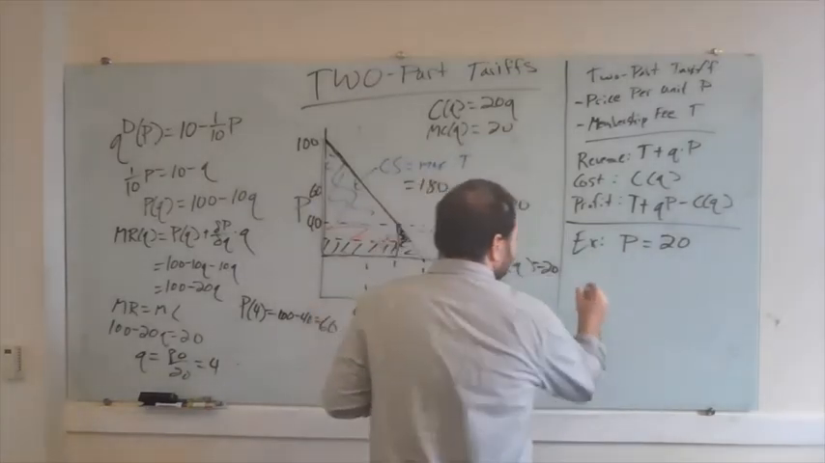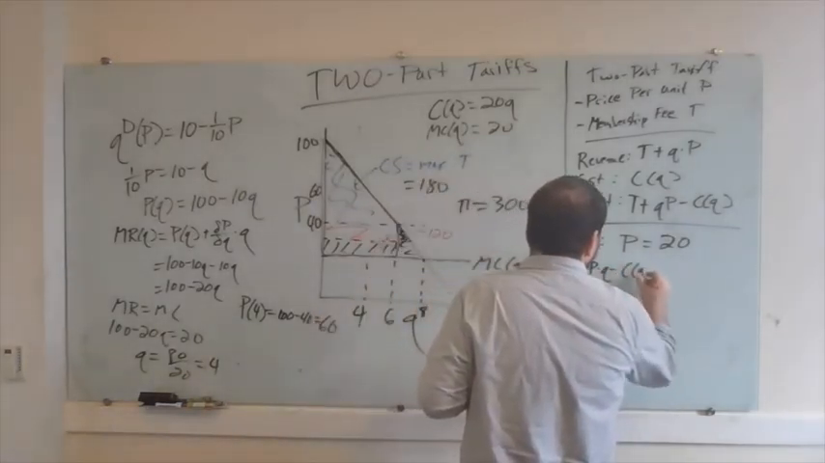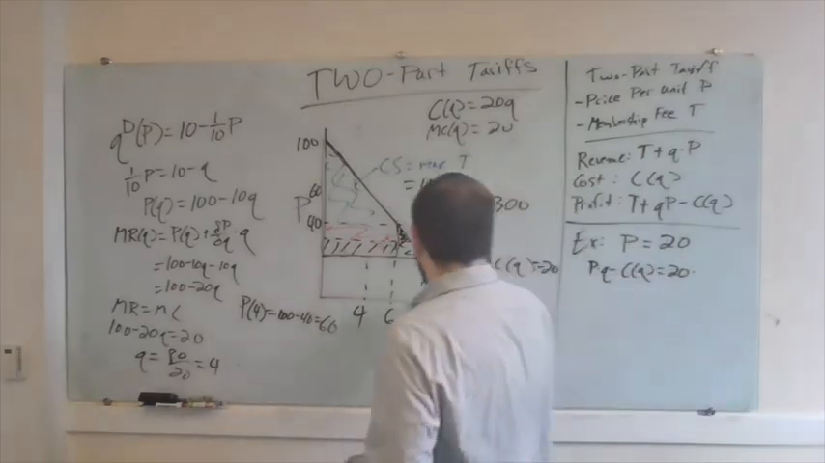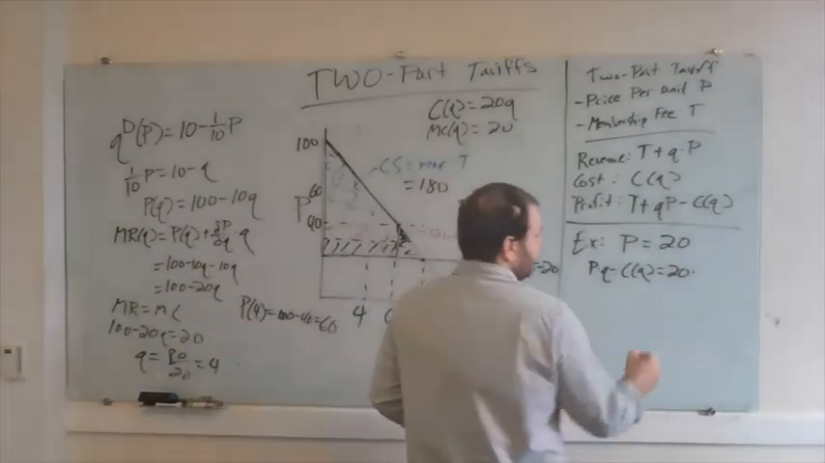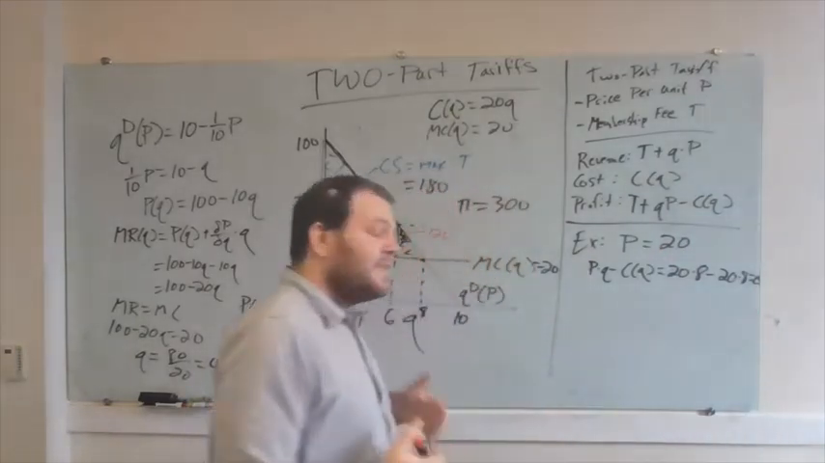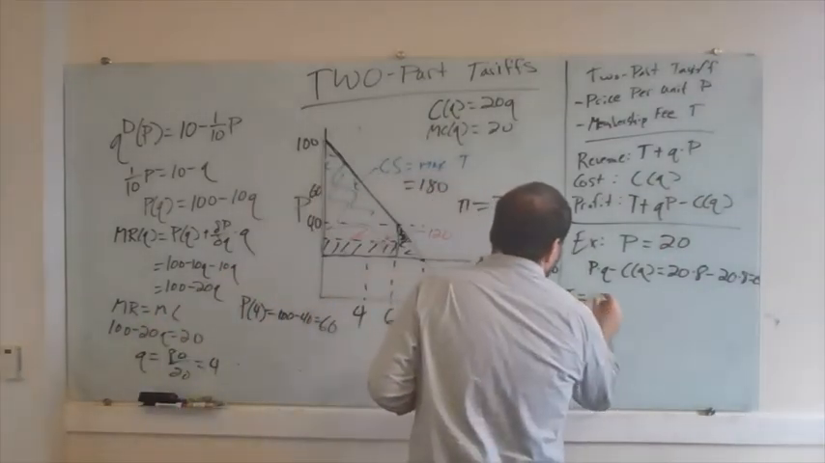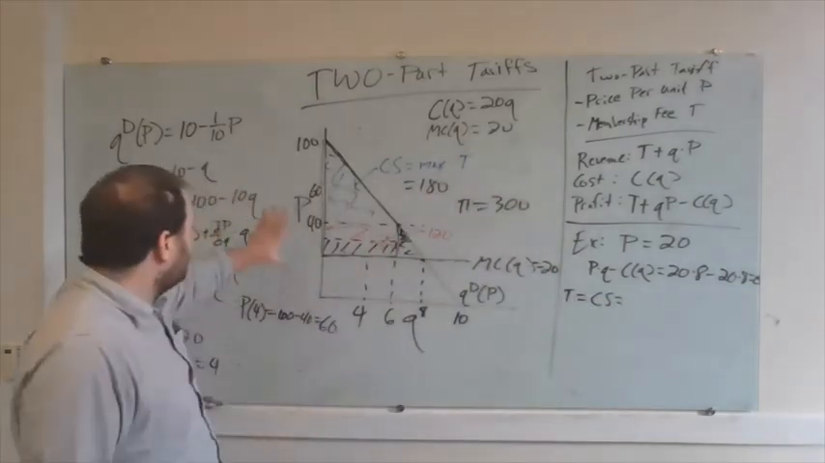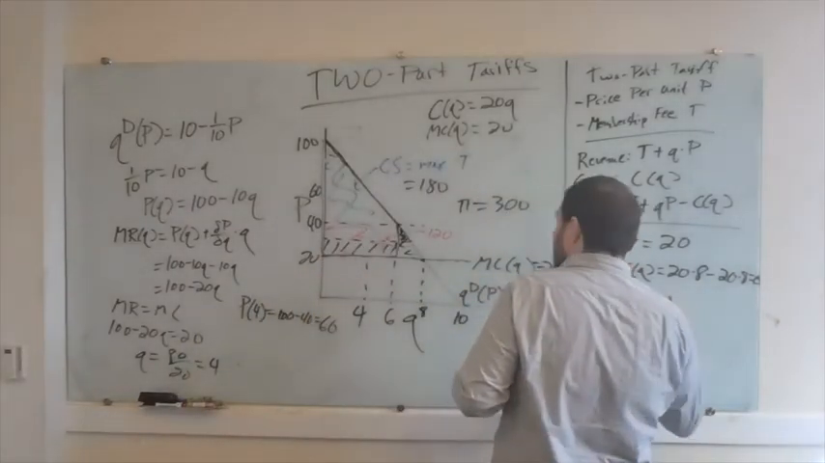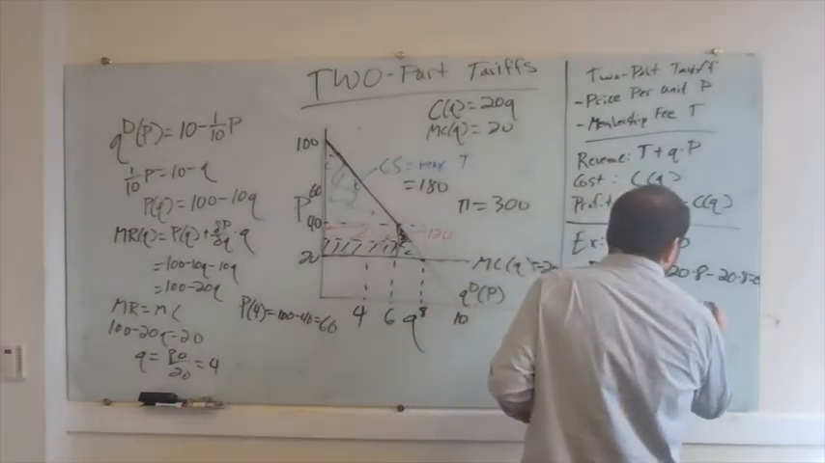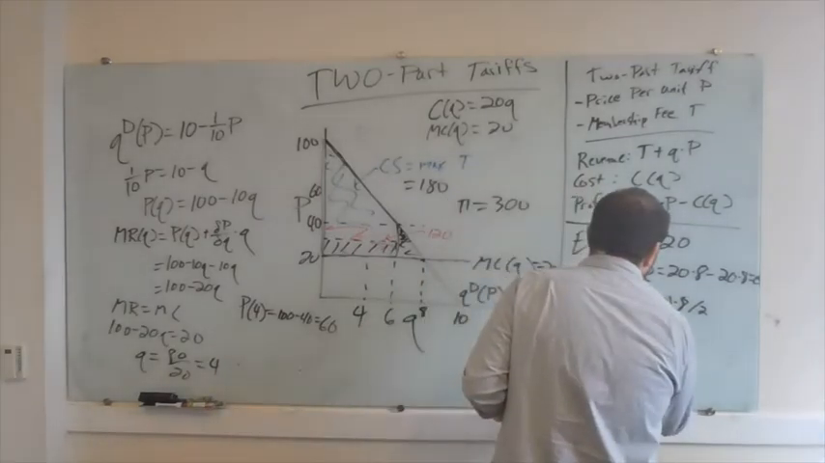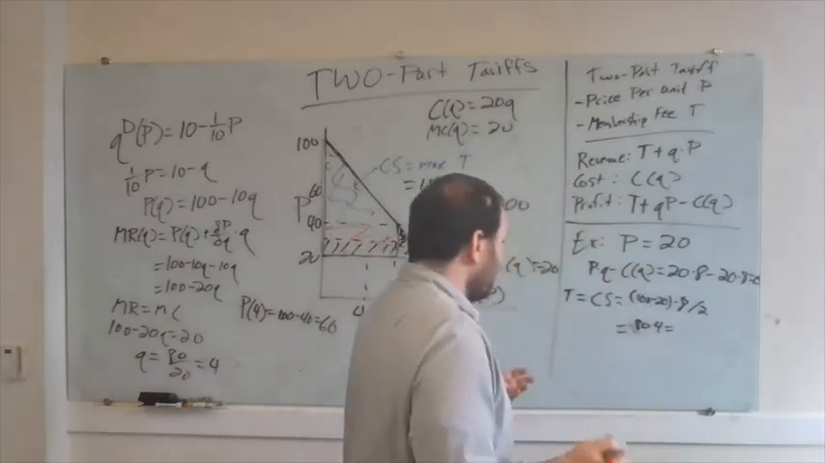our red rectangle, P times Q minus C of Q, is going to equal 0, right? It's going to be equal to 20 times the consumption of 20, which is 8, minus C of Q, which is 20 times 8, is 0. But our tariff is going to equal our consumer surplus, which is going to equal the area of this whole triangle here, right? So that's going to be 100 minus 20 times 8 over 2, which is going to be 80 times 4, which is going to be 320.